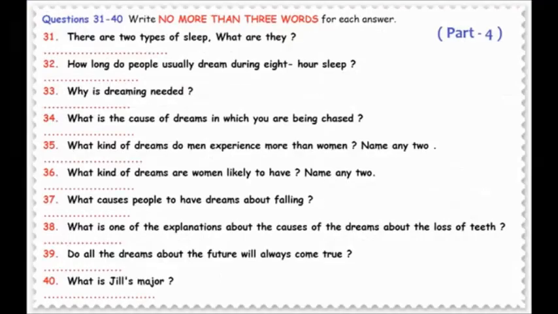Now turn to part 4. Part 4. You will hear a conversation between Fred and Liz. They are talking about sleep and dreams. As you listen, answer the questions by writing no more than 3 words for each answer. First, you will have some time to look at questions 31 to 40. Now listen to the conversation and answer questions 31 to 40.